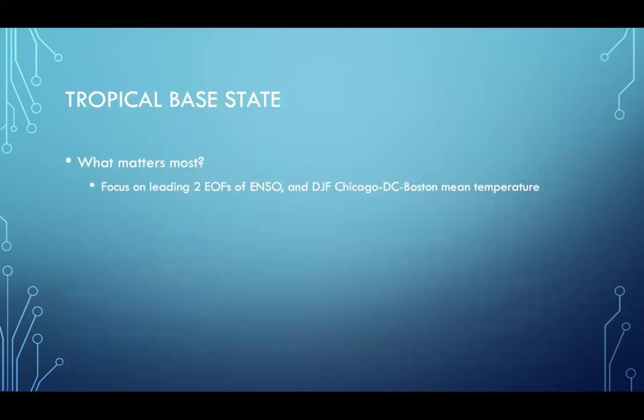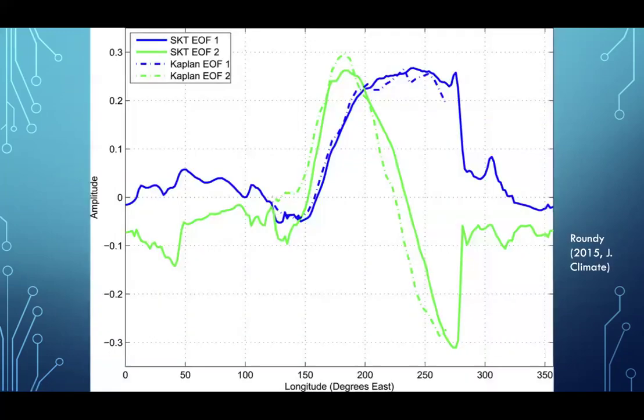So finally, I want to reflect a little bit on the base state of the tropics and ENSO. What matters most on average to this December through February Chicago, DC to Boston mean temperature? So we're going to focus on the first two leading EOFs of sea surface temperature this time. And here they are. This I published in the Journal of Climate in 2015.